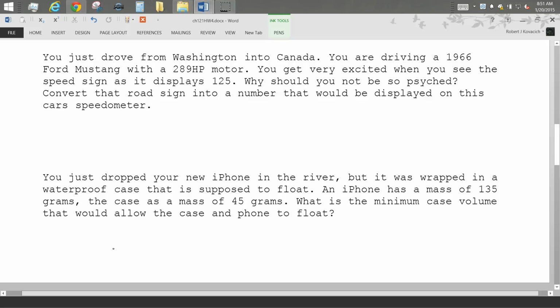Okay, so why should you not get super excited about seeing the sign that says 125? Yeah, because it's kilometers per hour, right? And it's 40% less. I saw some video yesterday of some guy videotaping another guy. He's a passenger in a Lamborghini, and they were driving like 333 kilometers per hour. So that's fast. That's over 200 miles an hour.